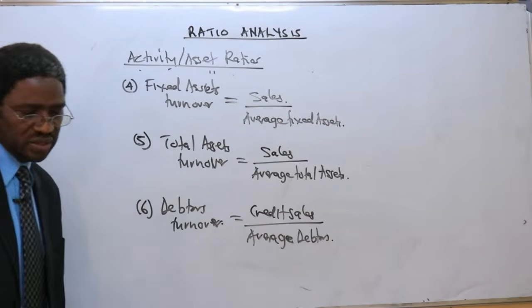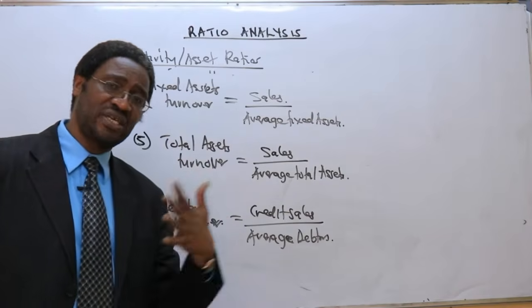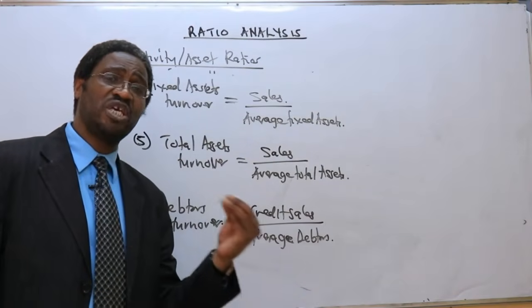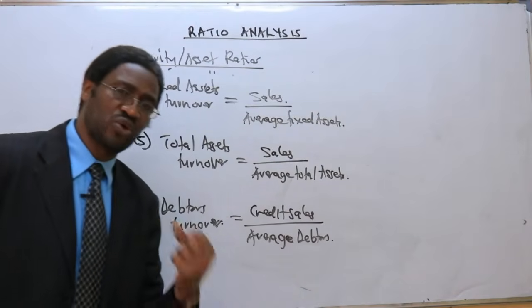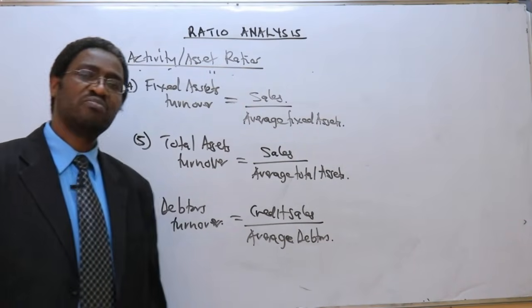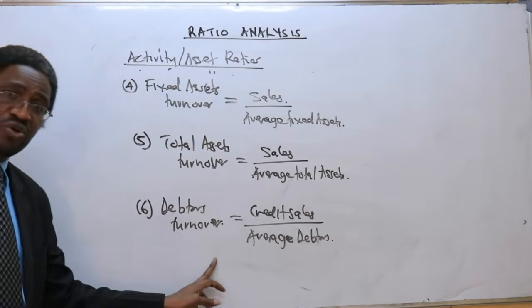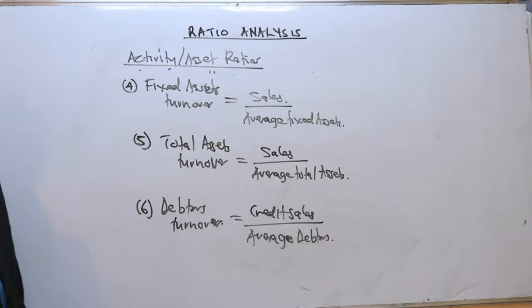Again, if there are no debtors last year and you're only given debtors for this year, as per the question, use the closing debtors only. You just divide by debtors. That's the ratio we call debtors turnover.